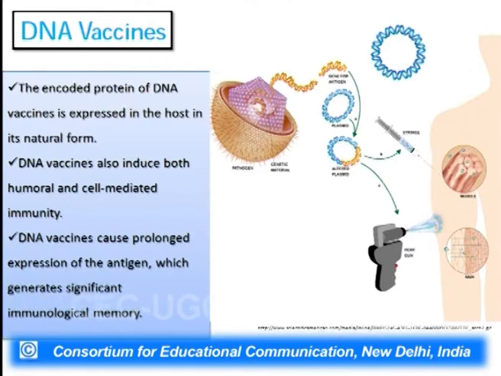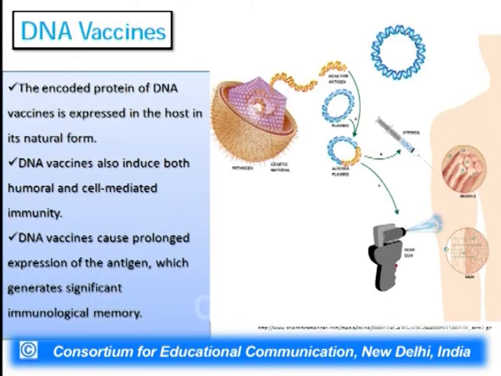Now, a very related way of producing vaccines is DNA vaccines. As you can see in the figure, the encoded protein of the DNA vaccine is expressed in the host in its most natural form. There is a pathogen which has genetic material; the gene is taken from the antigen and put into the plasmid, and finally this vaccine is used directly rather than the protein product. This DNA vaccine is used directly, using a gene gun or by injecting.